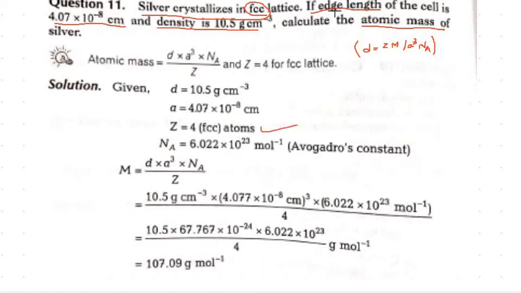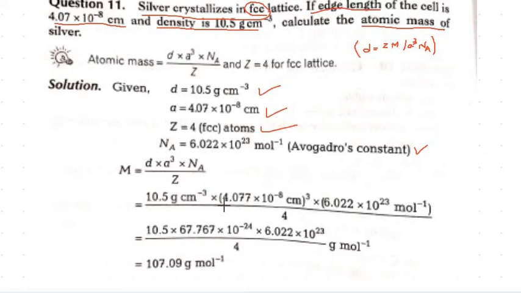A is the cell edge length, given in centimeter, and the density is also given in gram per centimeter cube. So there is no need to convert this. You can directly put the values. You know Avogadro's constant has a constant value, that is 6.022 into 10 to the power 23. Now let us substitute all the values.